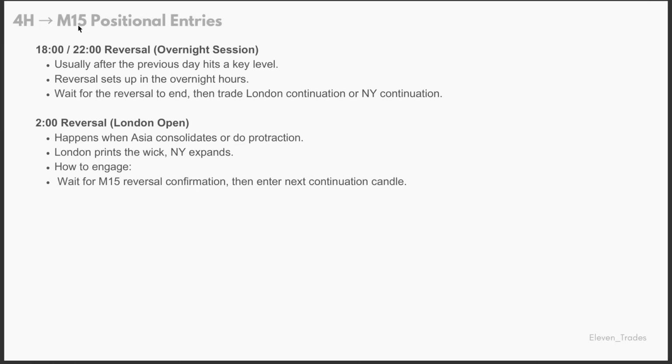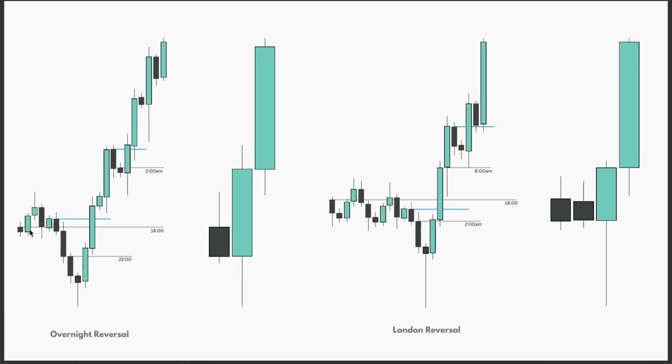When the 18 or 22 candle, which are the 4-hour candles, reverse, that is the overnight session. Usually it happens when we reach a key level later in the day. From the opening price, we reached a key level. Now we are reversing, creating the wick of the daily candle and the wick of the 4-hour candle. This is the 22 candle.